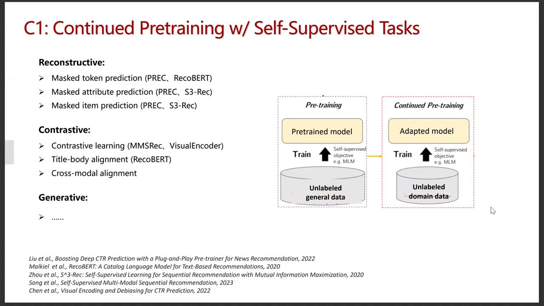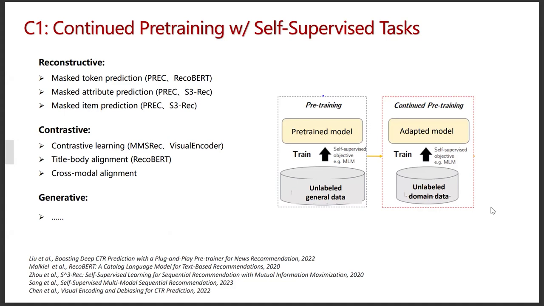So here we categorize the self-supervised learning task into three types. The first is reconstructive. So some tasks about mask token prediction, mask attribute prediction, and mask item prediction. These types of tasks have become popular in the literature.